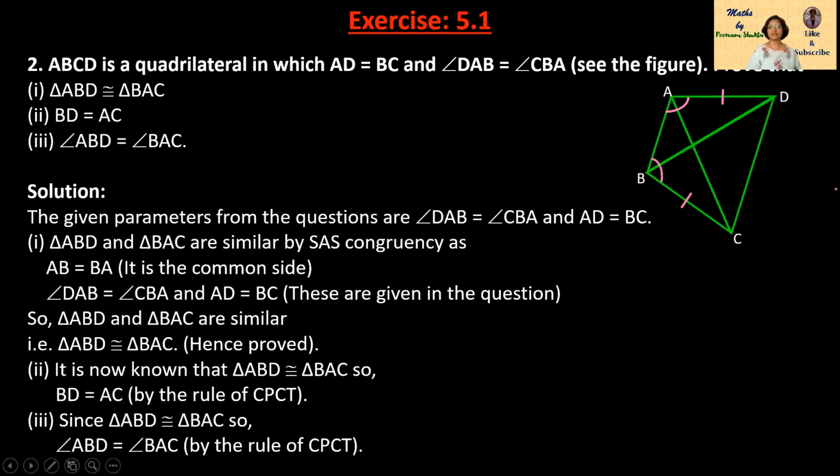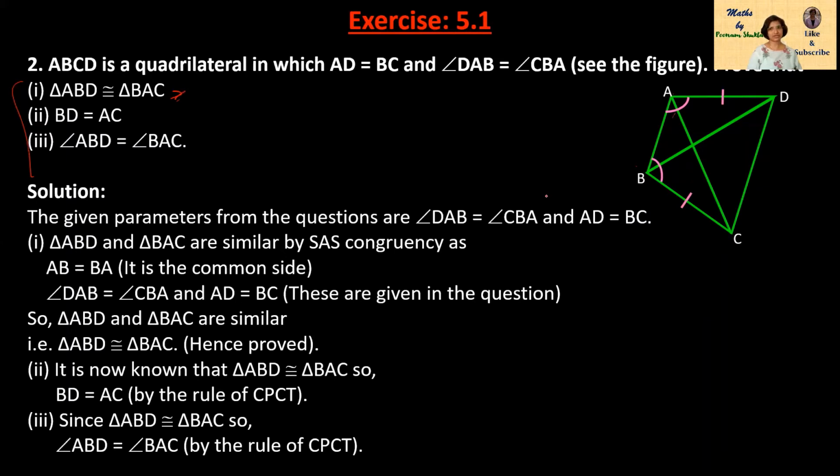The second question is: ABCD is a quadrilateral in which AD equals BC. It is given and angle DAB and angle CBA are equal. So we have to prove here in three parts. The first part says what to prove. Firstly, we have to prove triangle ABD is congruent to triangle BAC. These two triangles are congruent.